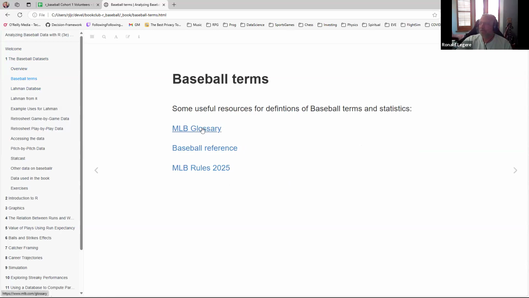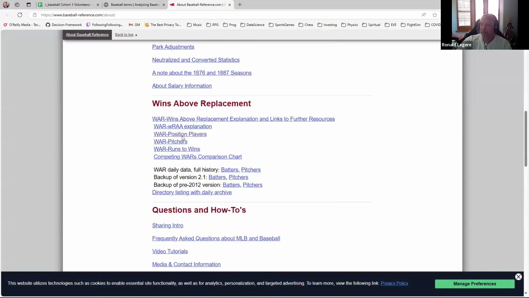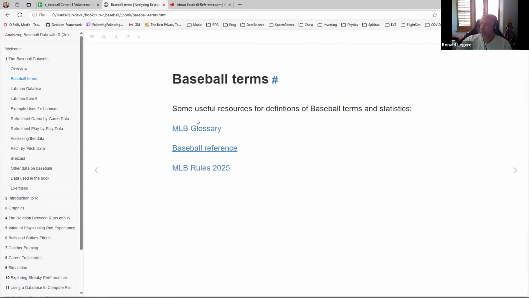So the MLB has a glossary. I haven't pushed these up to the repo yet, but I will. I guess we could also put these links on Slack so that people have them more readily available. But you can also just Google these things. MLB has a glossary. There's a cool website called Baseball Reference, which has all kinds of glossaries and definitions of what different statistics are. Anything you want to know about baseball is probably on here somewhere. And then finally, there's the rules of baseball. Hopefully, you won't need that, but if you do, that's where you can find them.